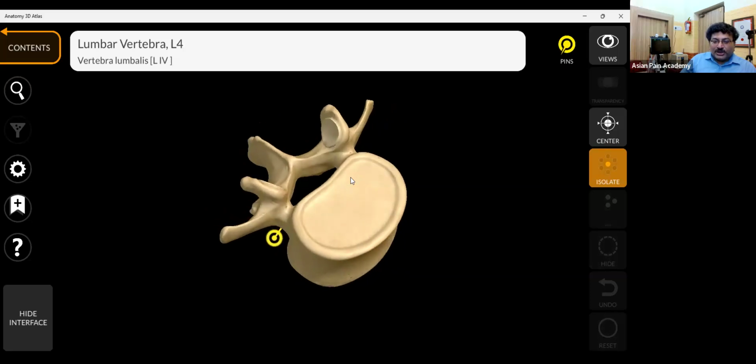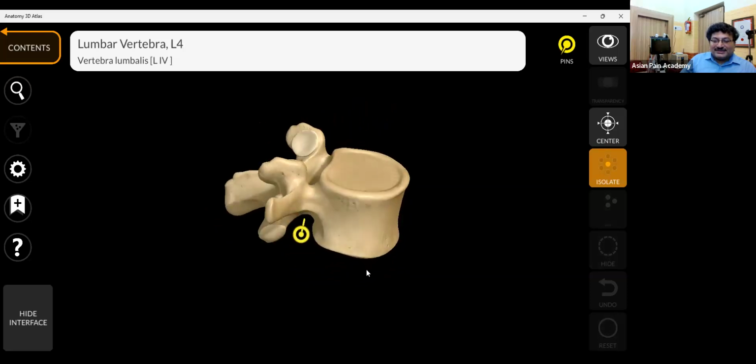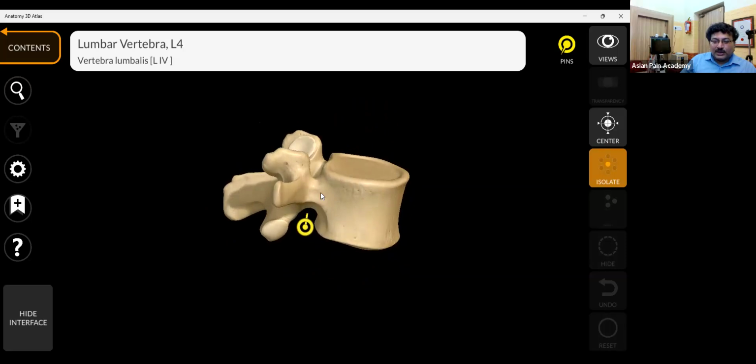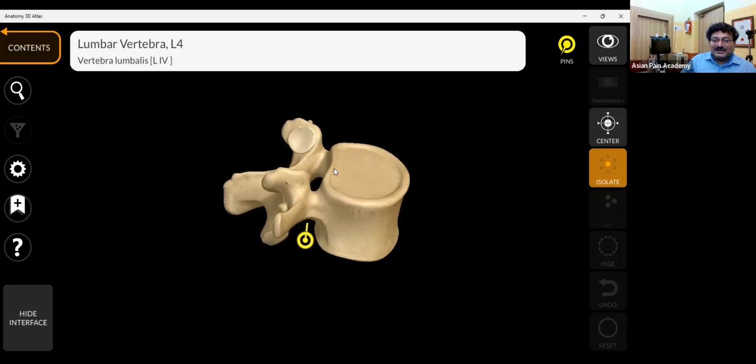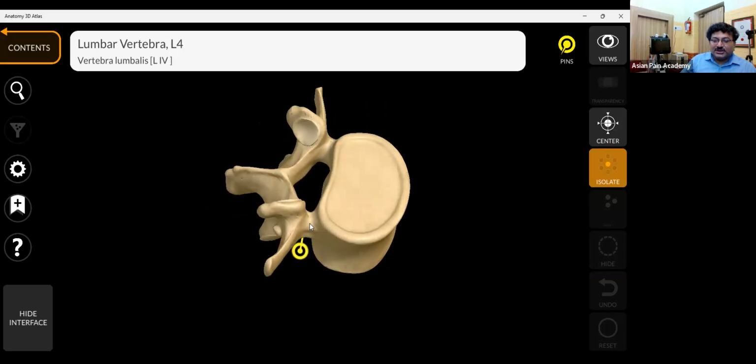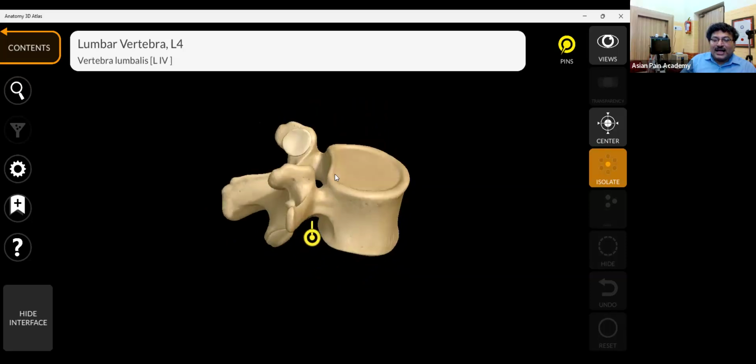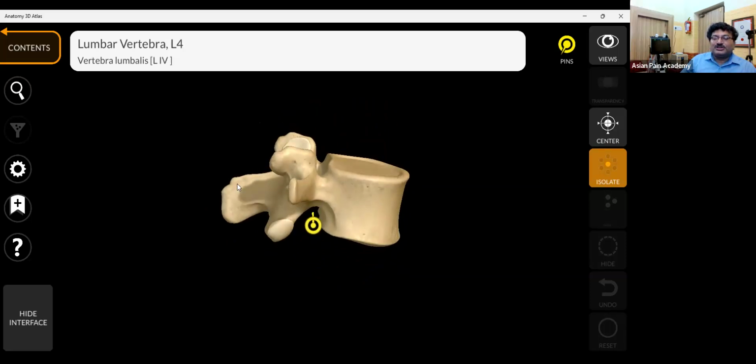The vertebral bodies are stacked one over the other with the help of the intervertebral discs. Now, from the vertebral body, there are 2 pedicles going to the posterior side. So this is one pedicle, this is another pedicle. And they join with the middle and posterior elements of the vertebra.